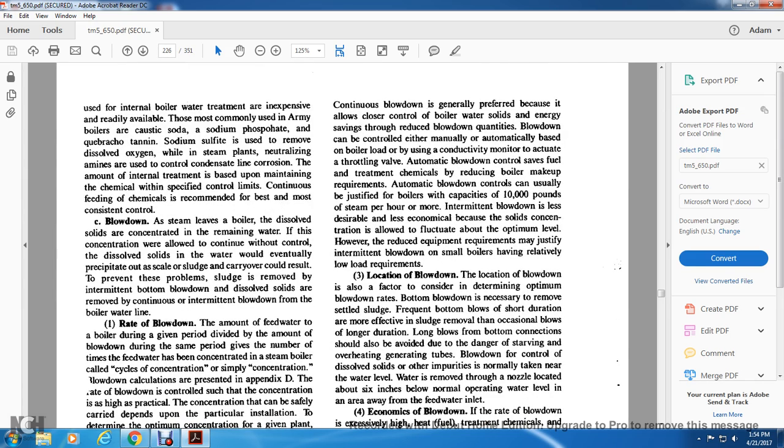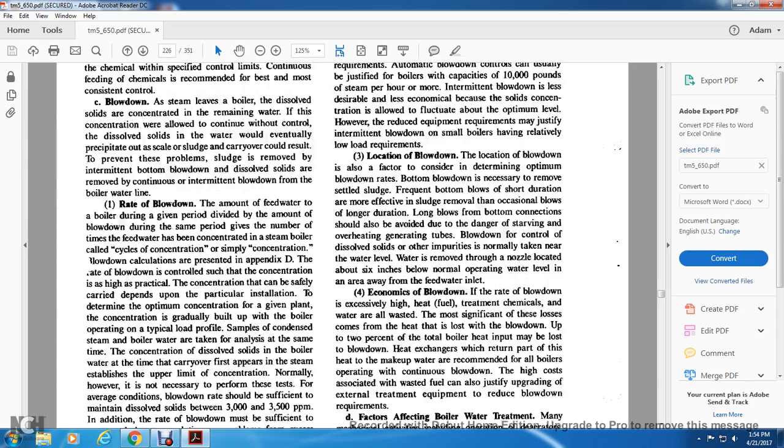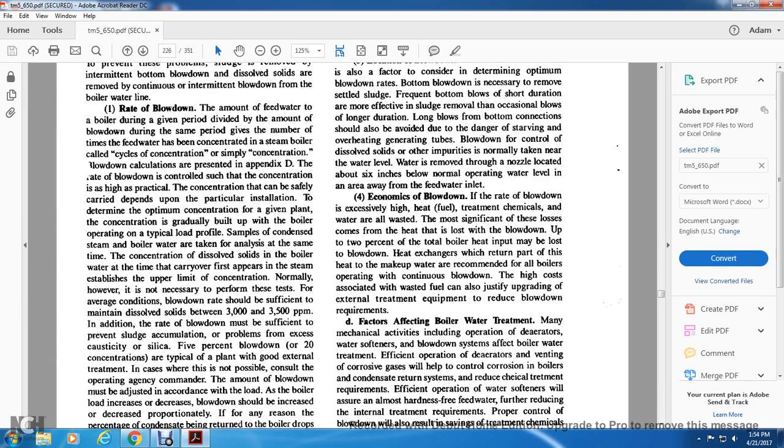Blowdown. Steam leaves the boiler with the dissolved solids concentrated in the remaining water. If the concentrations were allowed to continue, the dissolved solids in the water would eventually precipitate out as scale and sludge and result in carryover. To prevent these problems, sludge is removed by intermittent bottom blowdown. Dissolved solids are removed by continuous or intermittent blowdown from the boiler water.